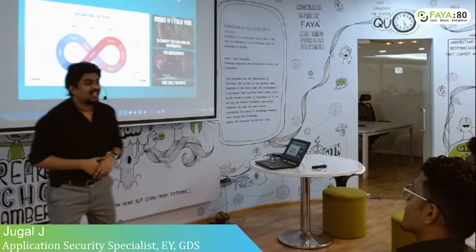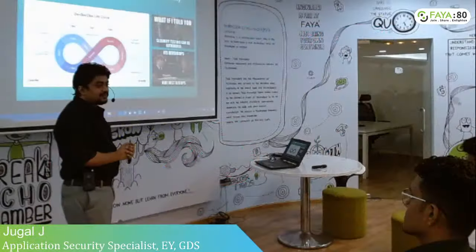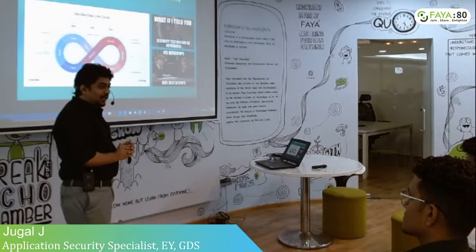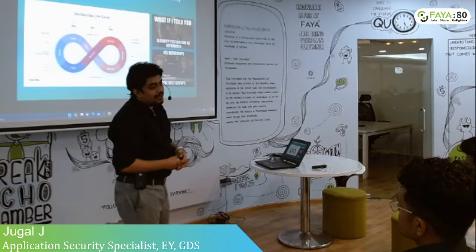DevSecOps. Okay, so DevSecOps is similar to what we already mentioned with respect to shift left. It's not the same as the shift left strategy, but here we are incorporating the entire security into our DevOps cycle. So is anyone familiar with what a DevOps model is? Okay, can you further explain what happens in a DevOps cycle?